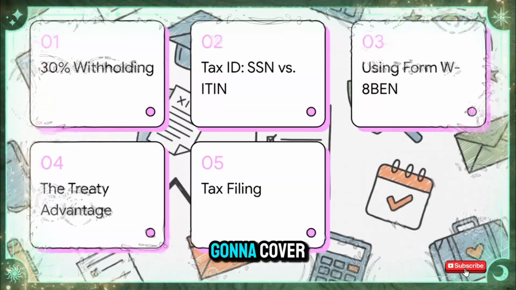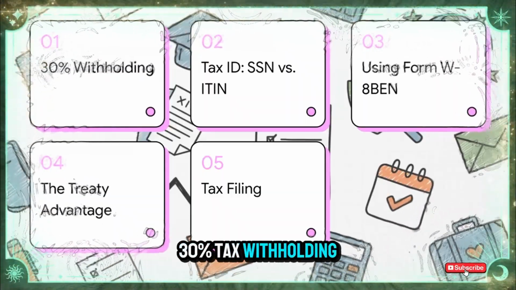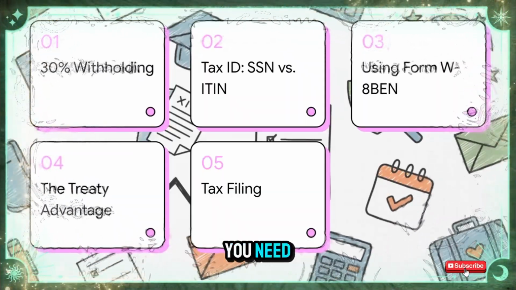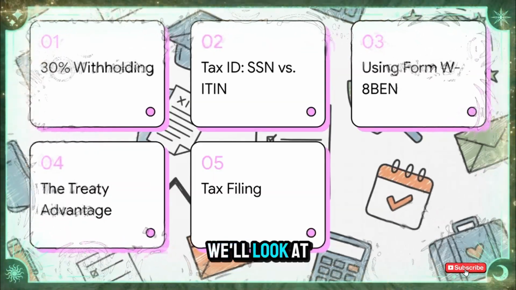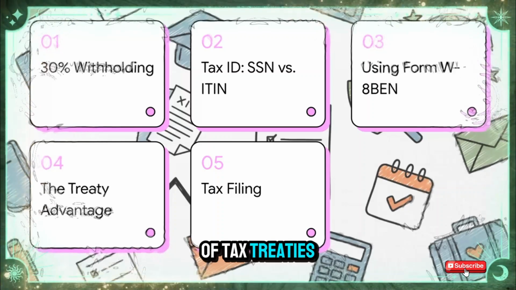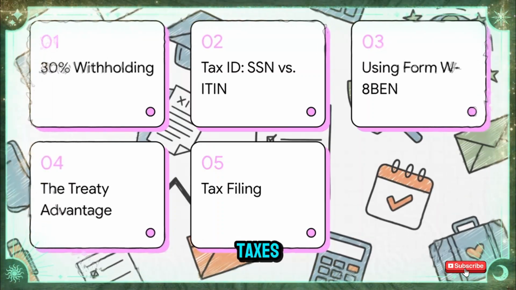So here's what we're going to cover. We'll start with the default problem, which is a 30% tax withholding. Then we'll get into the tools you need, your tax ID, and that W-8BEN form. After that, we'll look at the huge advantage of tax treaties. And finally, we'll see how it all comes together when it's time to file your taxes.